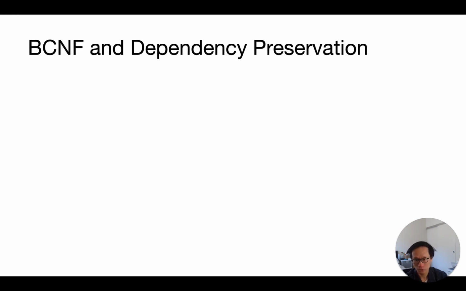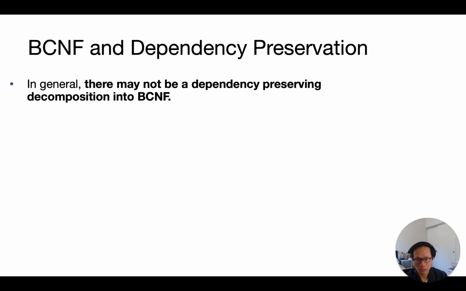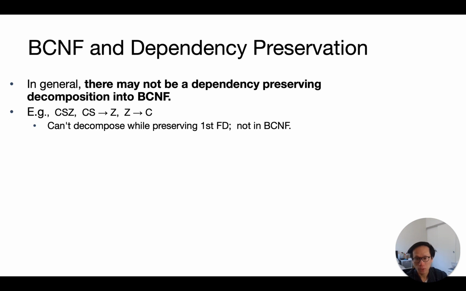Unfortunately, there's bad news. There may not be a dependency-preserving decomposition into BCNF, so we cannot always get to BCNF and be both lossless and dependency preserving. Here's an example. We have the relation CSZ, where CS determines Z and Z determines C. There is no way to decompose this while preserving the first functional dependency. Yet it is not in BCNF because it violates the second functional dependency. So we have to decompose it somehow, which means we will lose our dependency preservation.